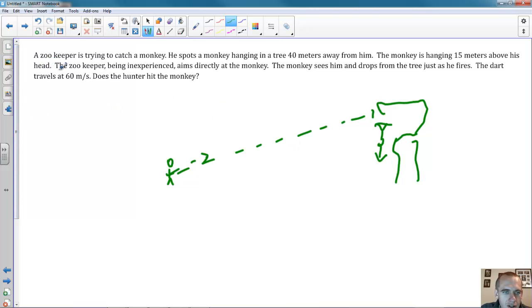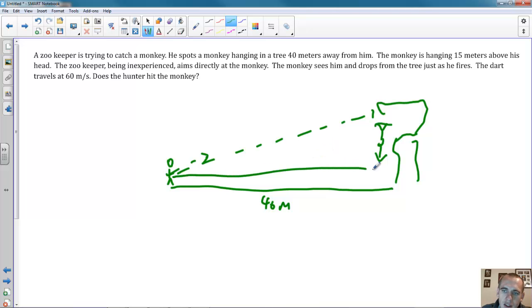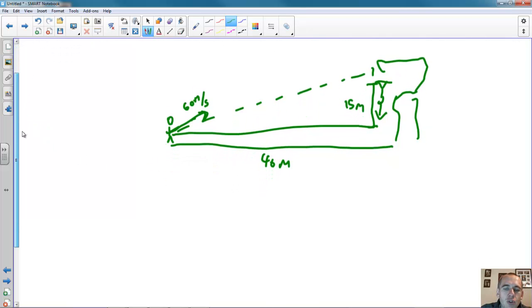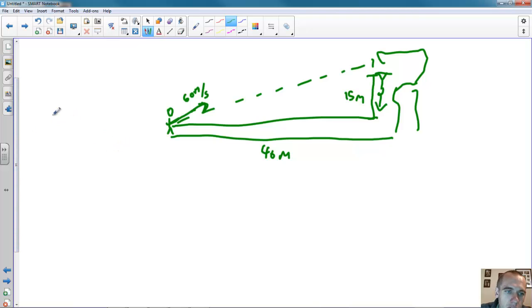So here's the information. A zookeeper's trying to catch a monkey. He spots a monkey hanging in a tree 40 meters away from him. So I know the range that this thing has to go is 40 meters. The monkey's hanging 15 meters above his head. The dart travels at 60 meters per second, so this velocity that it leaves the gun with is 60 meters per second. And we know he aimed directly at the monkey. So we want to know, does he hit the monkey?